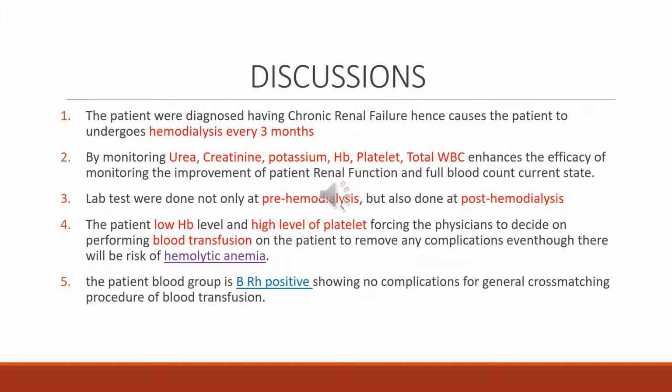The patient's low hemoglobin level and too high level of platelet forced the physicians to decide on performing blood transfusion on the patient to remove any complications, even though there would be risk of hemolytic anemia. Nevertheless, the patient's blood group is B rhesus positive, showing no complications for the general cross-matching procedure of blood transfusion.